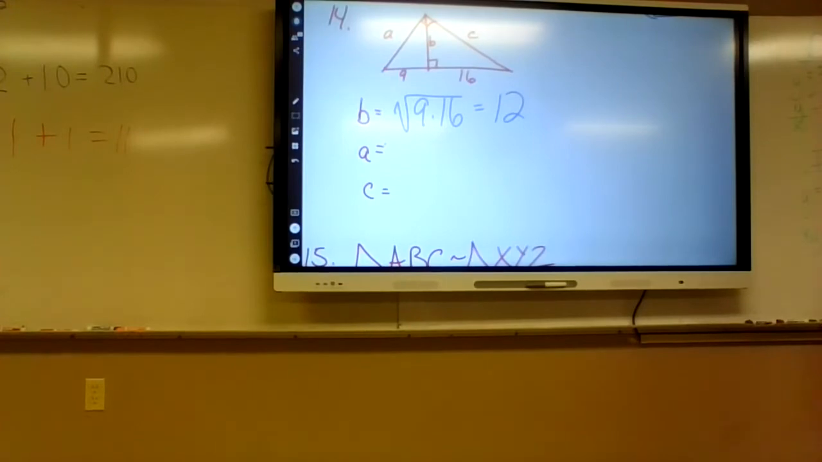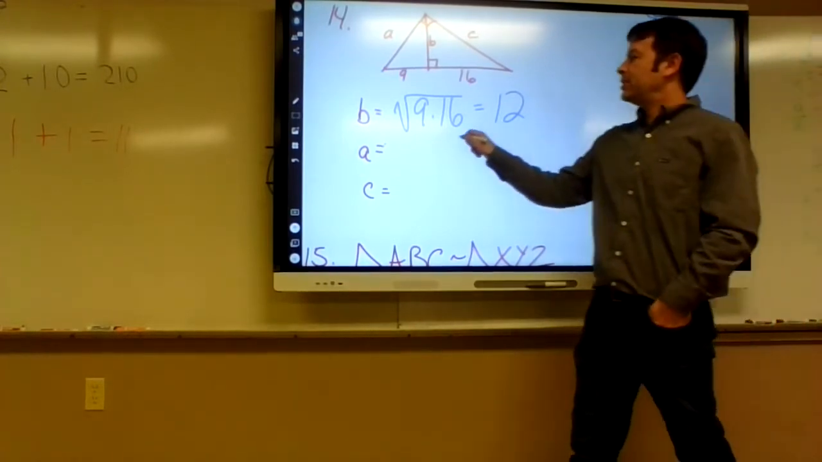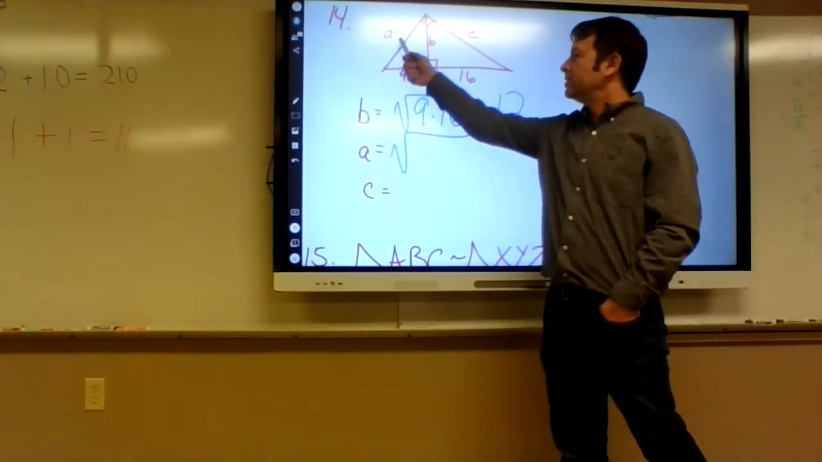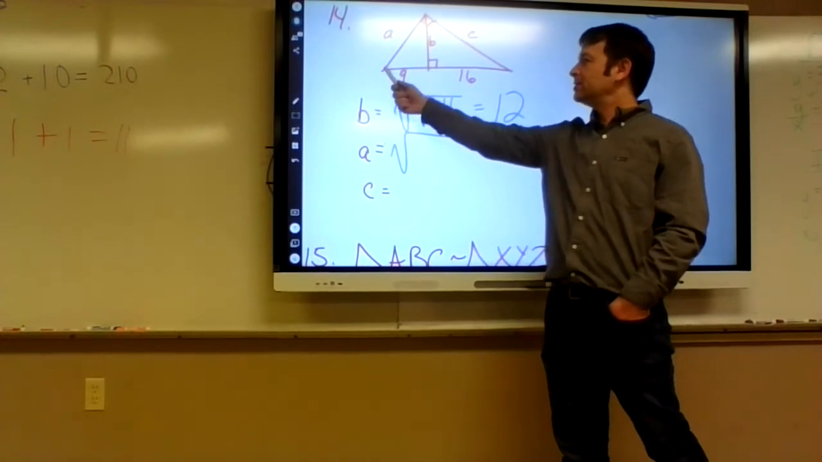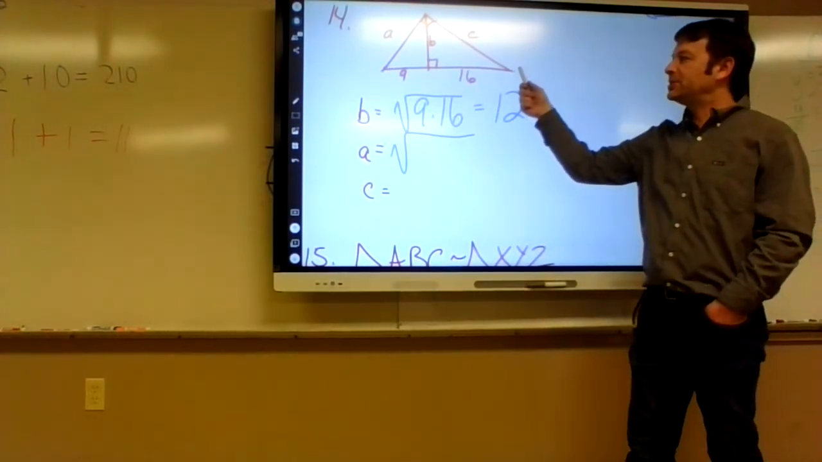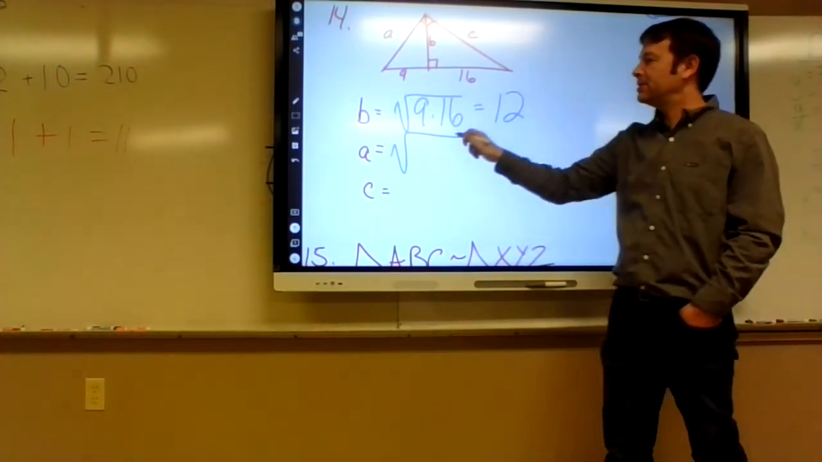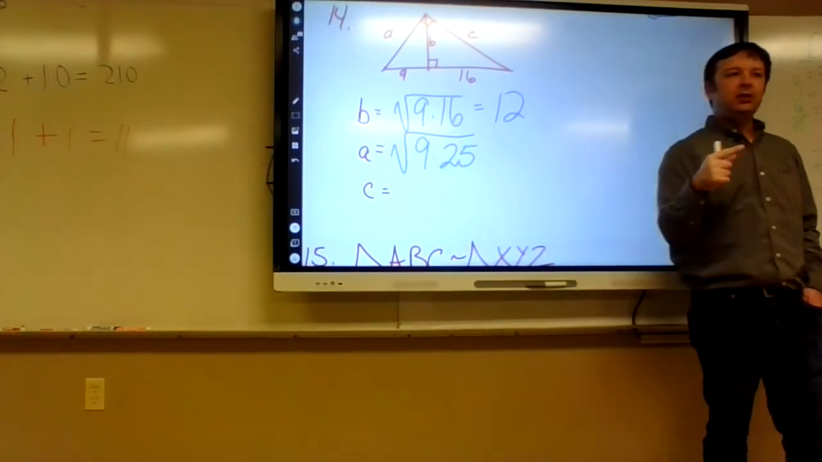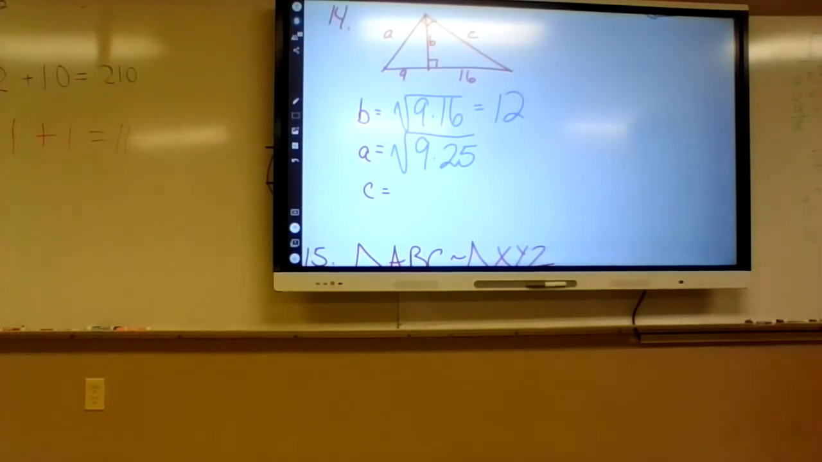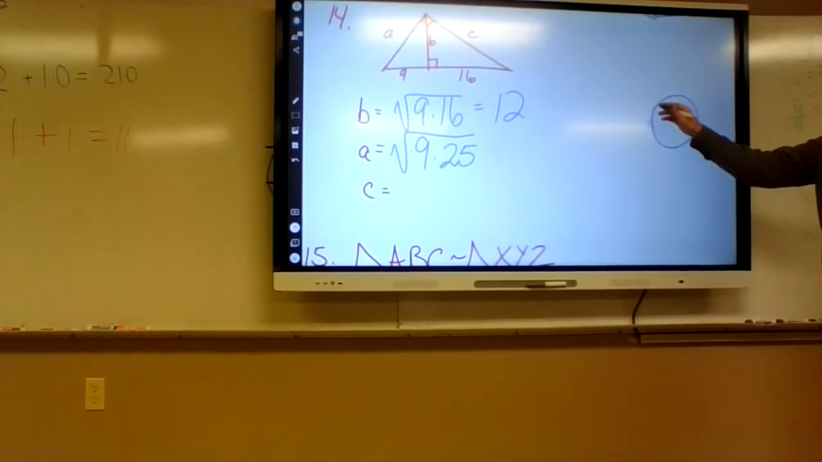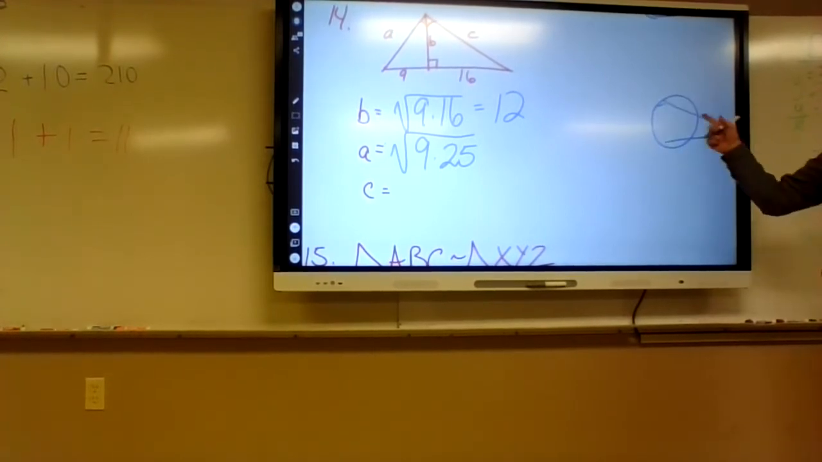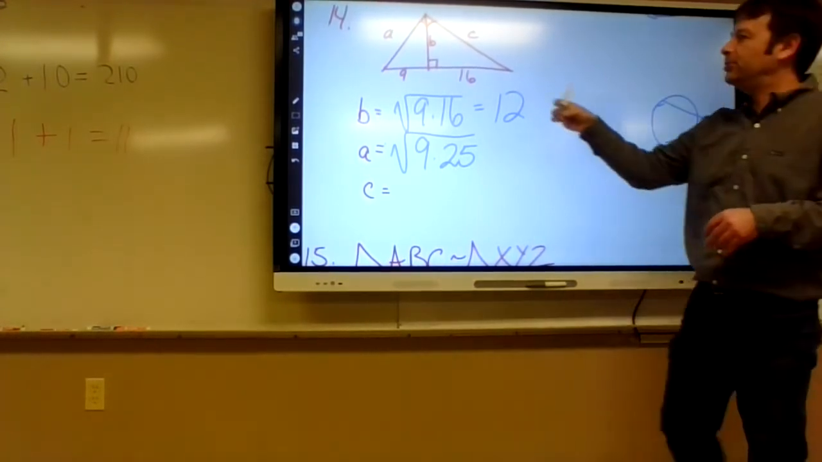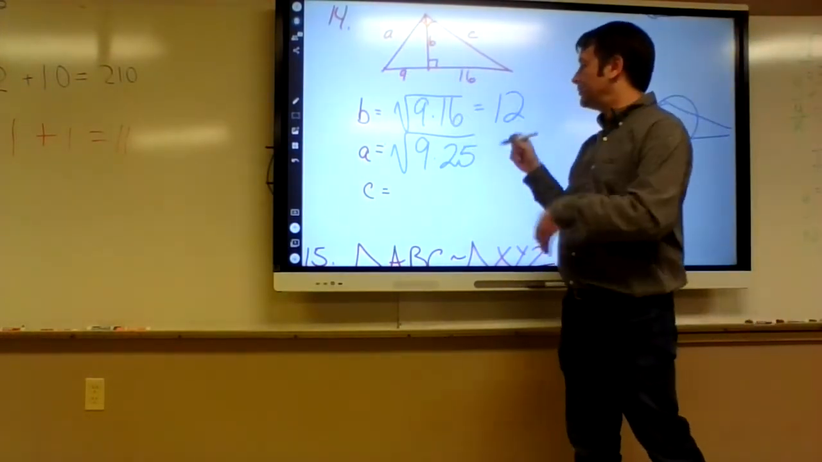Wouldn't you do 9 times... Right, yeah. A is the square root of 9 plus 16. What's 9 plus 16? 25. So for A and C, you do the near segment and the whole thing. It's kind of like the circle thing where it was outside the circle. You do the outside and the whole thing. You do the near 9 and the whole thing, 25.